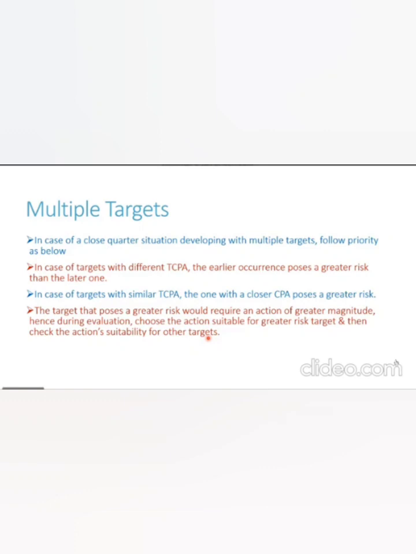So with this, now let us proceed to a few questions having multiple targets and see how we solve them. So is this part clear beta? The priority, how the targets are to be prioritized? Yes, sir. Very good beta. Let's now go into some examples.